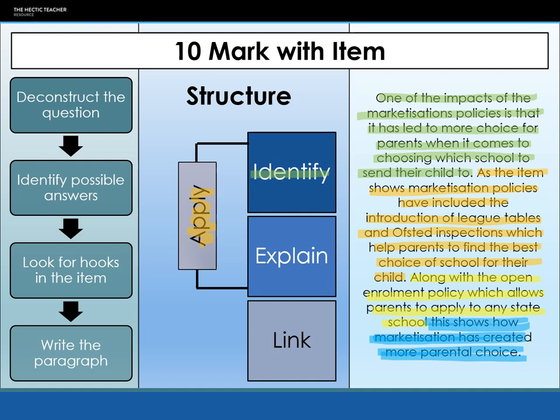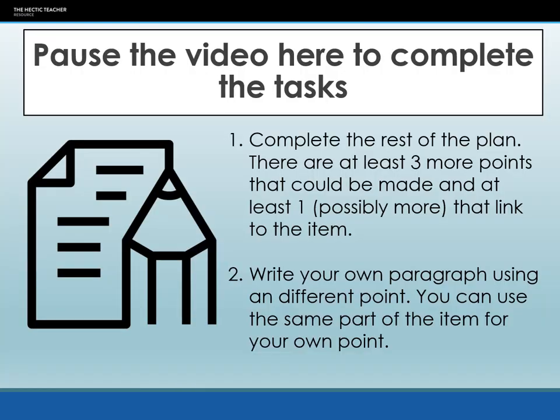Okay, so your task now is to complete the rest of the plan, making sure you've got at least three more points that could be made, and one of those points must be linked to the item. And then I want you to write your own paragraph, but you can't use parental choice because I've already given you the model paragraph for that. So you need to come up with another point which links to the item to answer the question, what are the impacts of marketisation on education?